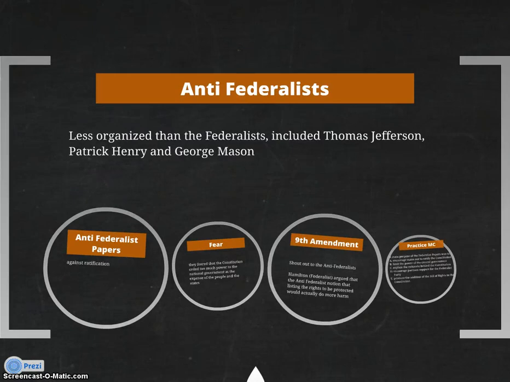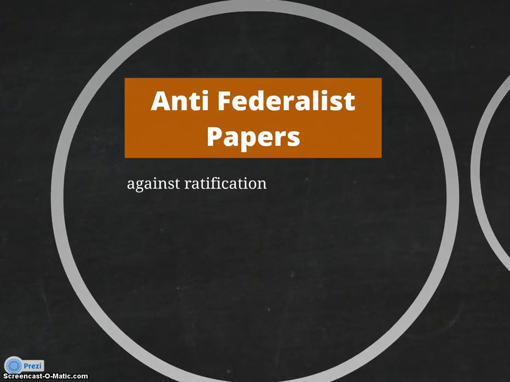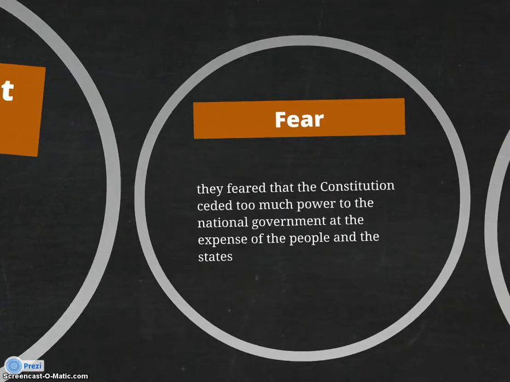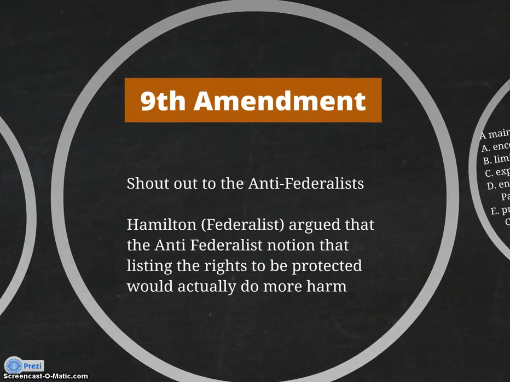Okay, so the Anti-Federalists were less organized than the Federalists, but they included very well-known and influential people like Thomas Jefferson, Patrick Henry, and George Mason. They also wrote a series of papers against ratification, but they are not as well-known as the Federalist Papers are. They basically had a fear that the Constitution ceded too much power to the national government at the expense of the people and the states, and that is why they fought for the inclusion of the Bill of Rights, which are the first 10 amendments.